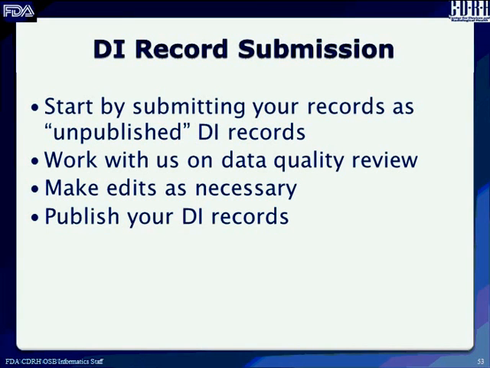And as far as DI record submission itself goes, we recommend you start by submitting your records as unpublished records, mainly because of the edit rules that go into play. You work with us on your data quality review. You submit them as unpublished. We can give you the data quality feedback, which will then enable you to make any edits as necessary, and then you can publish your DI records.